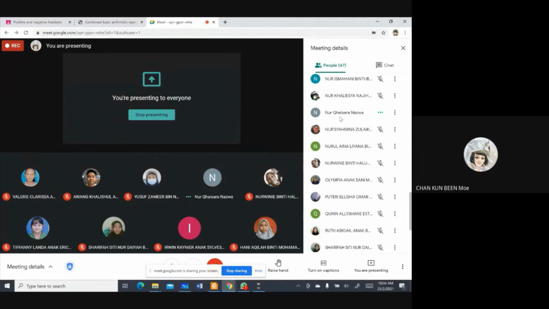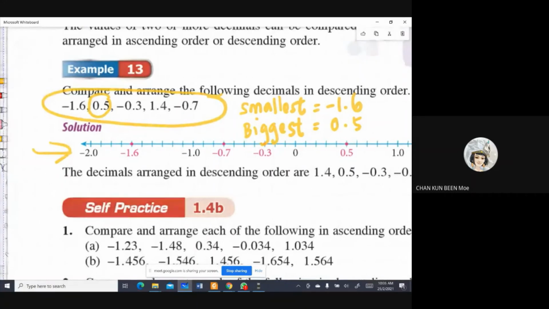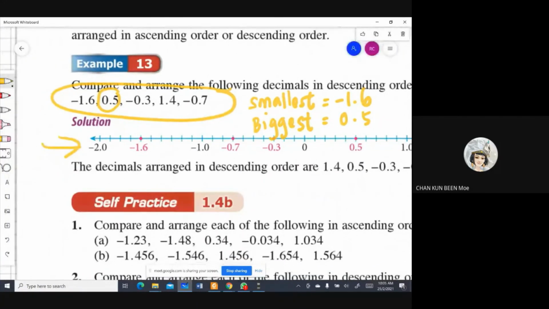Yes. Okay, Kaisara, can you help me to find which one is the biggest decimal? Positive 0.5. Yes, very good. The biggest one is positive 0.5, this one. Thank you. So now we will try to arrange from the given decimal numbers.